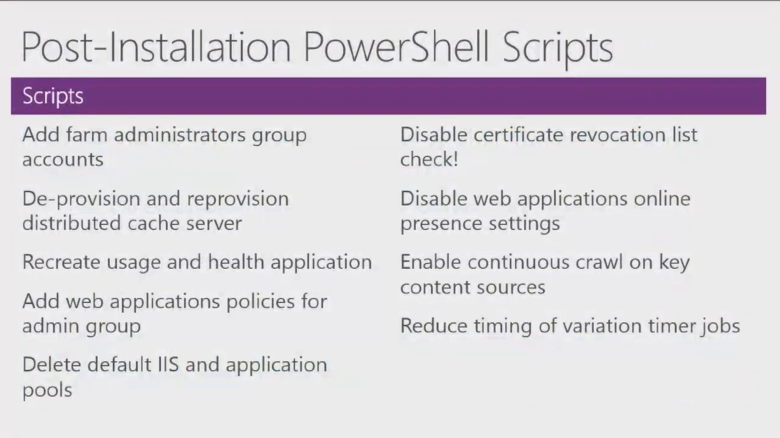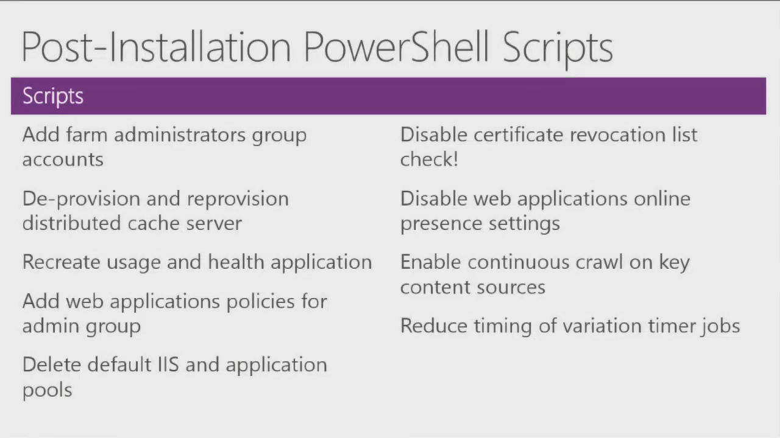So we did create some post-installation scripts to tweak a few things. There's a few things AutoSP Installer didn't necessarily do very well. For example, it didn't give us any control over where the distributed cache server would be enabled. By default, it enables that on all servers of the farm. We just wanted it running on the web front ends only, so we wrote a little PowerShell script that deprovisioned it and reprovisioned it on just the servers that we want. The usage and health application database did not conform to our very strict naming conventions for databases. By the way, we had very strict naming conventions for the service applications and the server nodes as well.